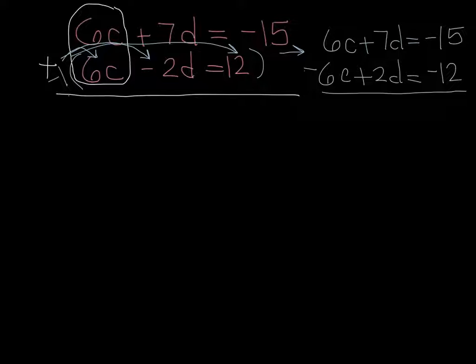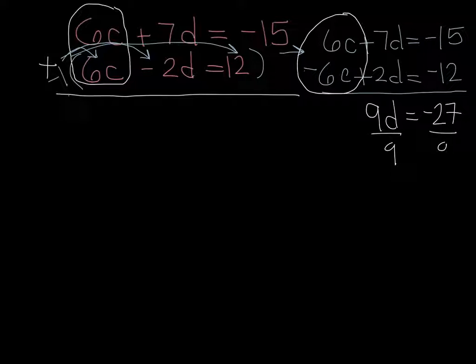Now when I add these two together, we see that a 6c and a negative 6c make 0. And 7d plus 2d is 9d, not 90, but 9d. And then negative 15 and negative 12 is negative 27. So now I divide both sides by 9 because I want to isolate the variable. So d is equal to negative 3.